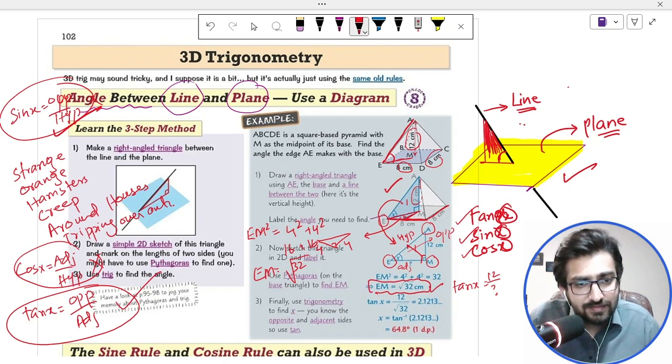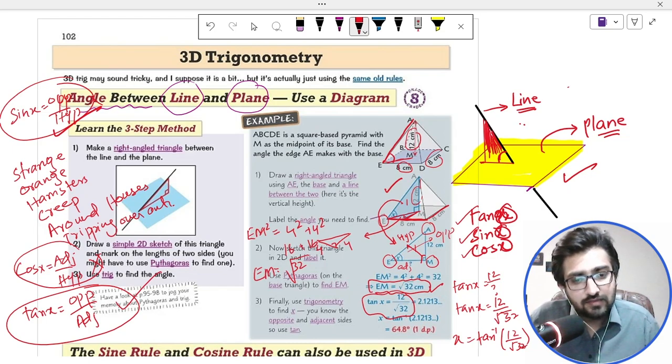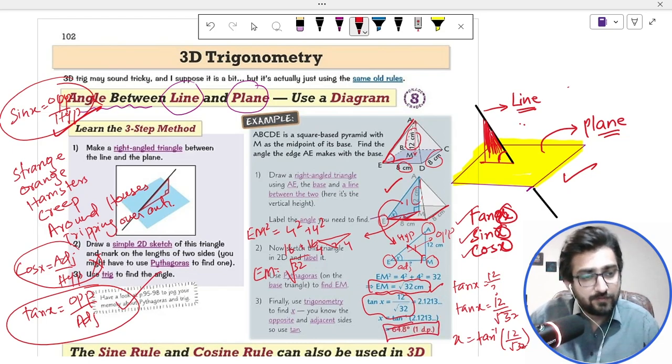So we will use this EM in place of that question mark. So 10x is equal to 12 divided by under root 32. Then solve this and shift this 10 to that side. So x is equal to 10 inverse, remember, I explained this in the first lesson, of 12 divided by under root 32. Solve it in the calculator. You will get the value of x, the angle, and that is 64.8 degrees.